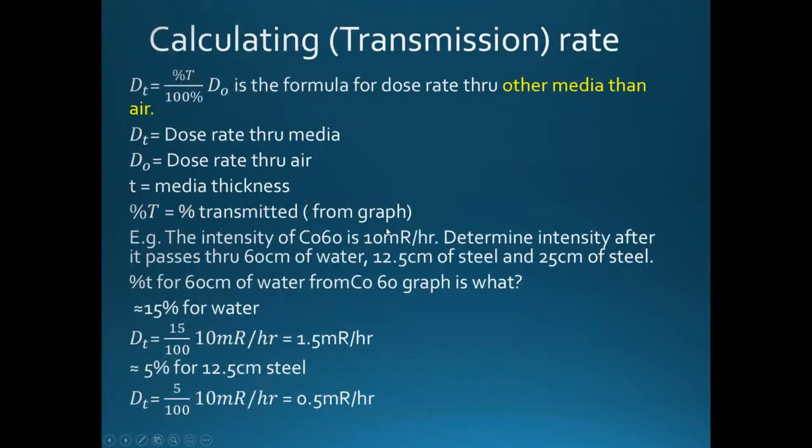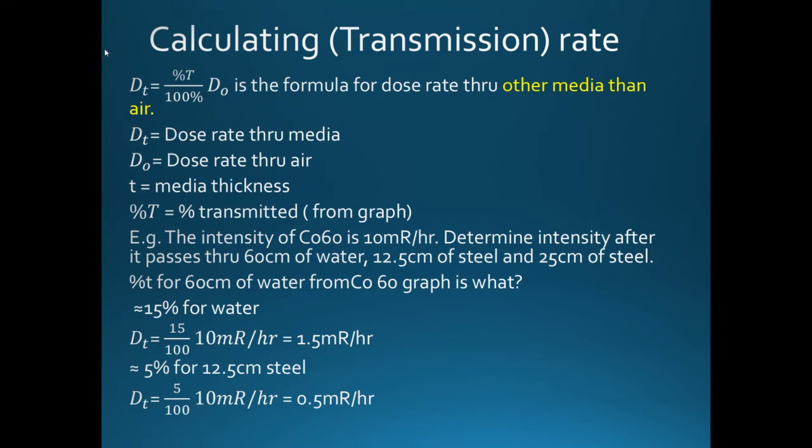Okay, so how do we calculate this transmission rate? We use another fancy formula here. Transmission rate, or the dose through the media, and the percent transmitted over 100% is the formula that we use for dose rate through anything other than air. And this is the exercise that we're dealing with. We're not worried about it through air. We're worried about it going through the vessels and the process, not necessarily through air.